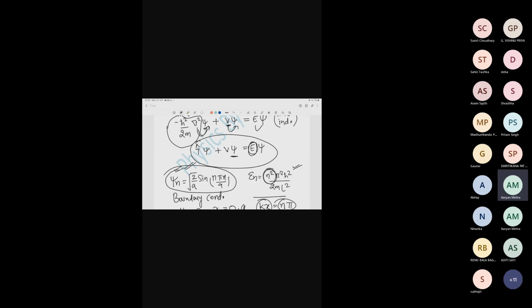Why am I spending so much time giving you an idea about quantum mechanics? That's the reason: you start thinking in terms of quantum mechanics, then it will be very easy when I will be doing matrix formulation and so on.